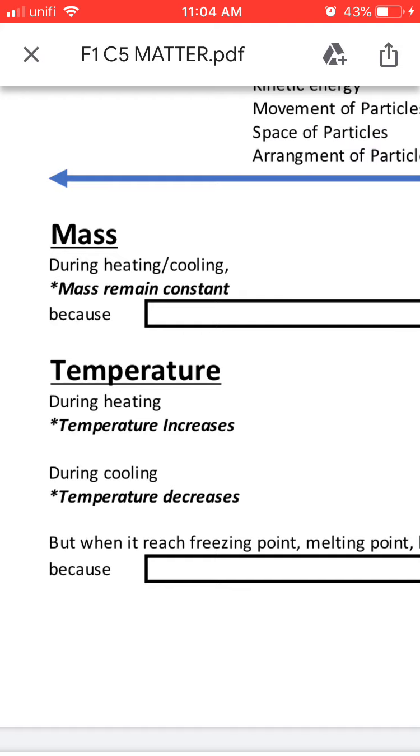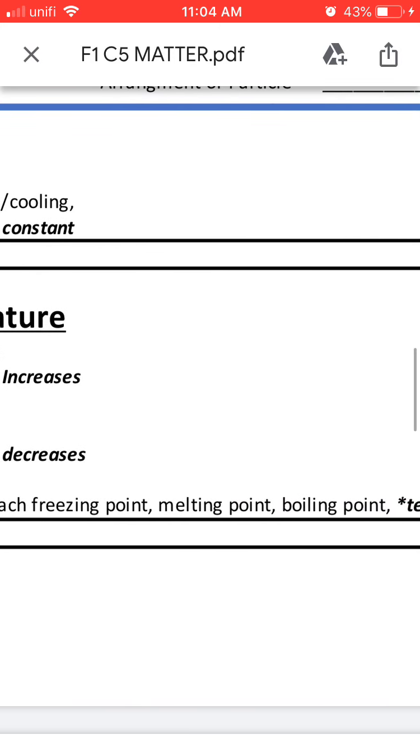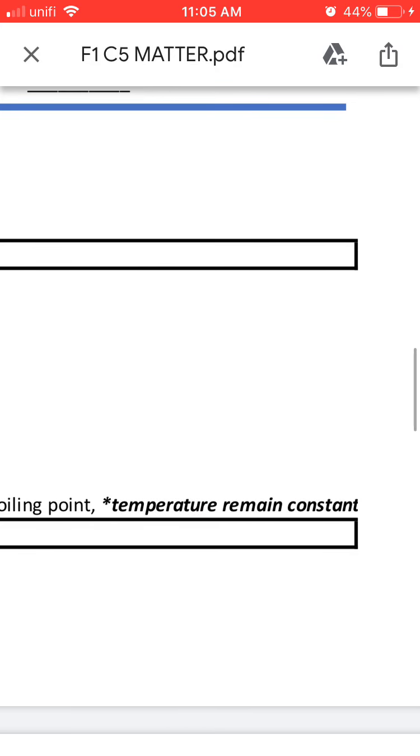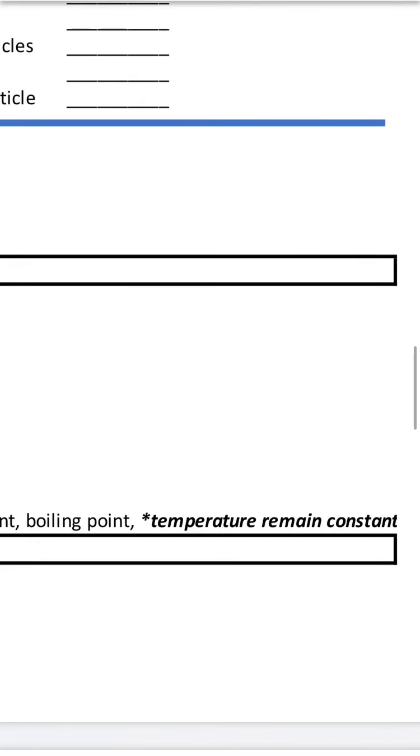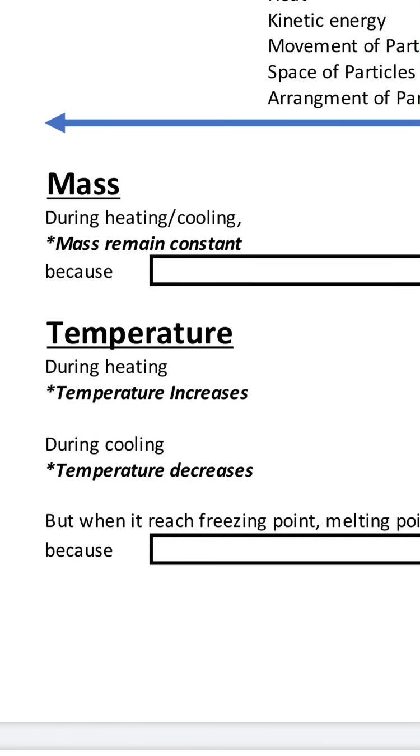Now, but when it reaches freezing point, melting point, and boiling point, what happened to the temperature? The temperature remains constant. Okay, it's not easy for me to explain this part using this module itself. So there's another video coming up, so you look at the explanation. I need to use a paper to make sure you understand what the effect of heat on temperature is during heating. So see you in the next video.